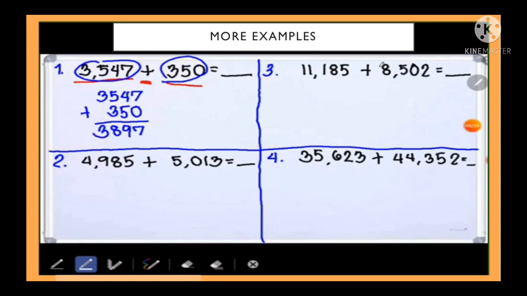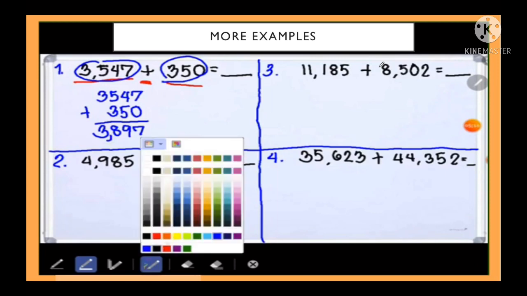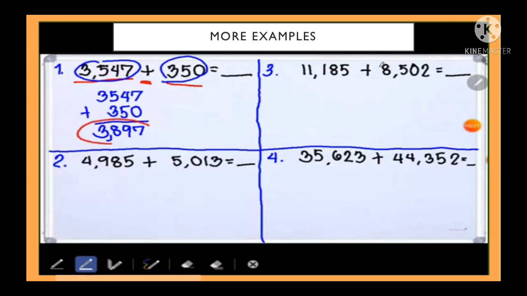Is there a missing one here? Yes, do not forget the comma. It separates the thousands place and the hundreds place. So I will put the comma here between 3 and 8. And this will be our answer. Okay? As simple as that. It's super easy, right? This is only addition without regrouping, so it's super easy. Easy. Yes.